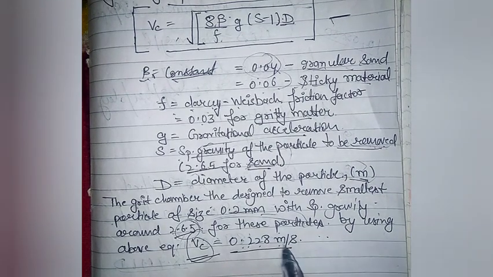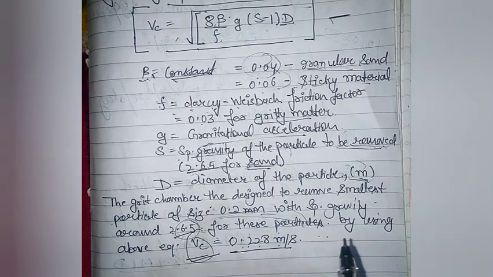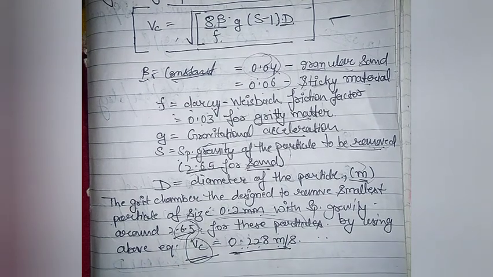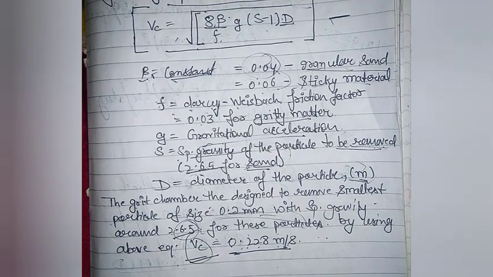So the velocity of flow should be less than this velocity, so that scouring of the already deposited material in the grit chamber can be prevented. This is very much important in grit chamber design.